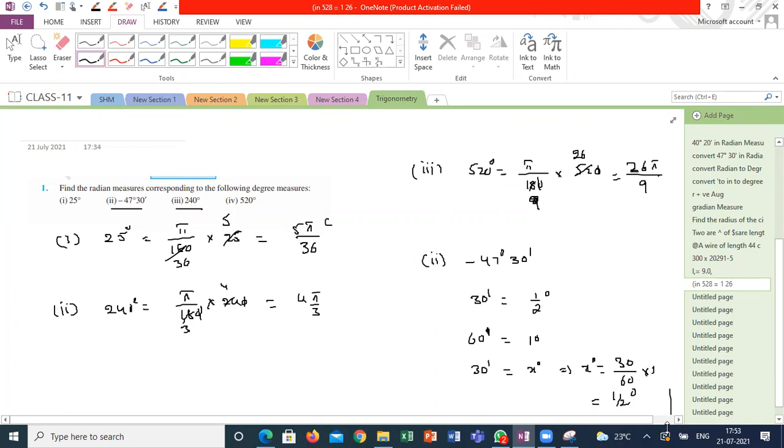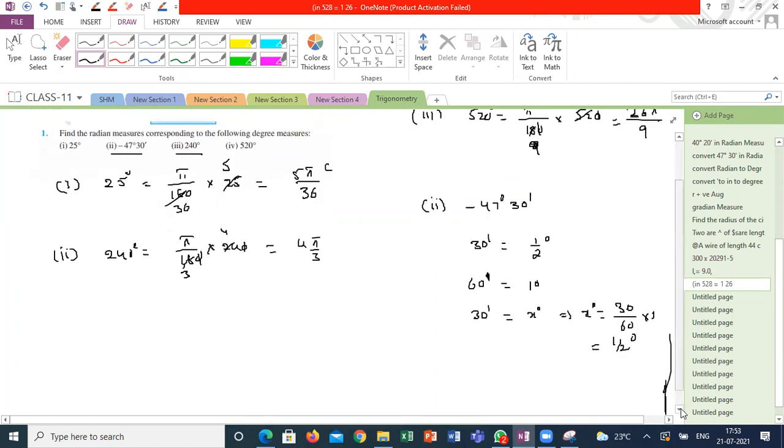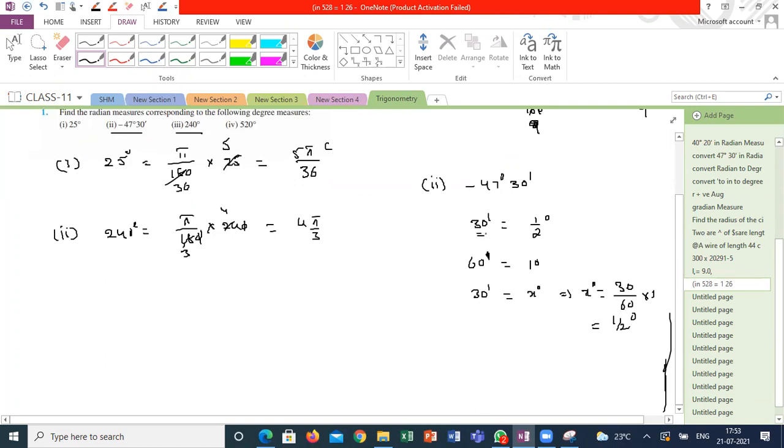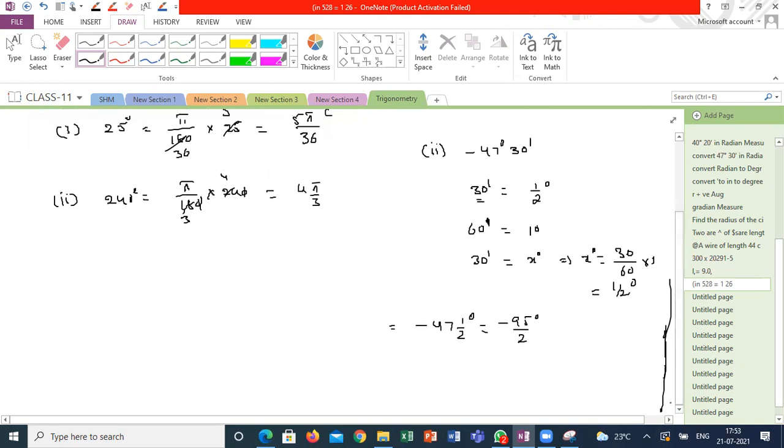Is it clear, guys, how I am reducing minutes to degrees? Straight away, you can say 30 minutes is exactly half of the 1 degree. So this can be written as minus 47 1 by 2 degree. If I am converting into a fraction, how much you will get? Minus 95 by 2 degrees. Now it is ready to convert into radian measure.